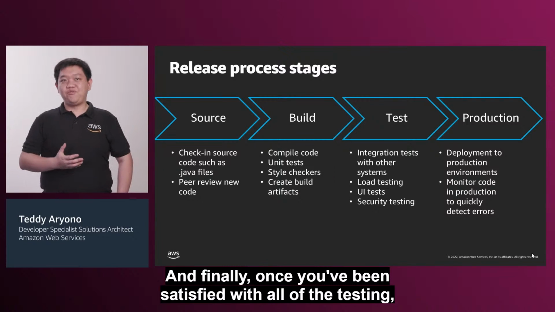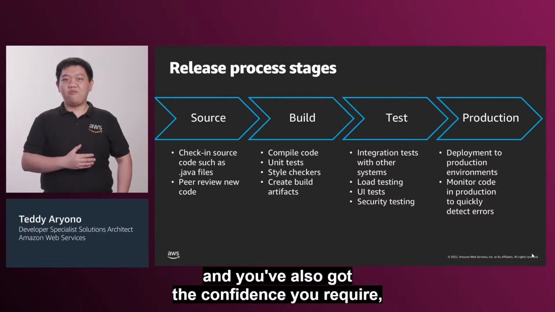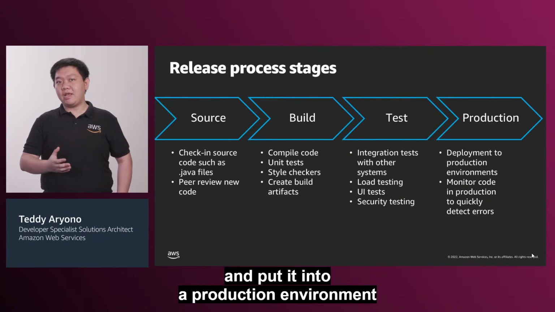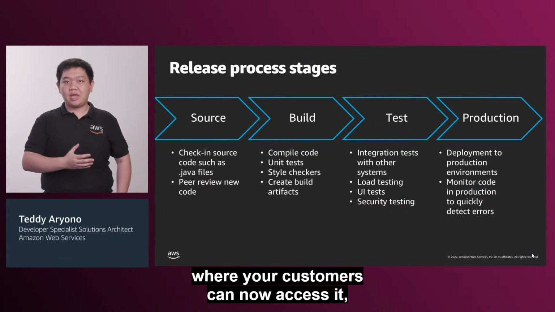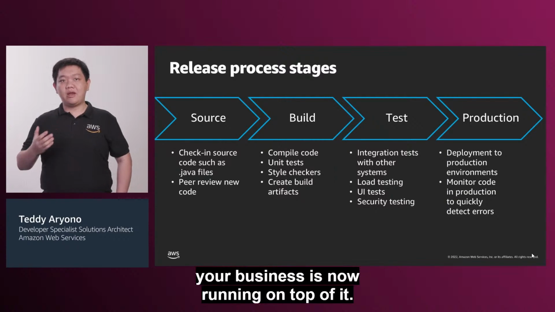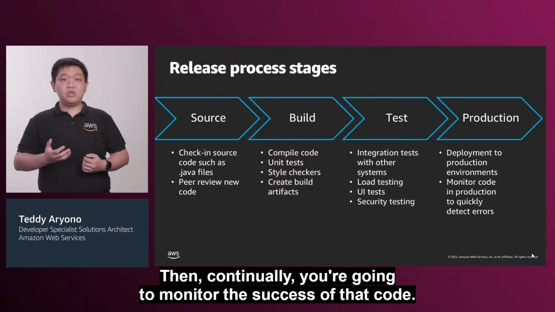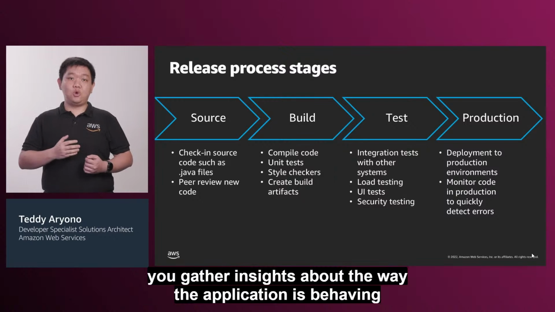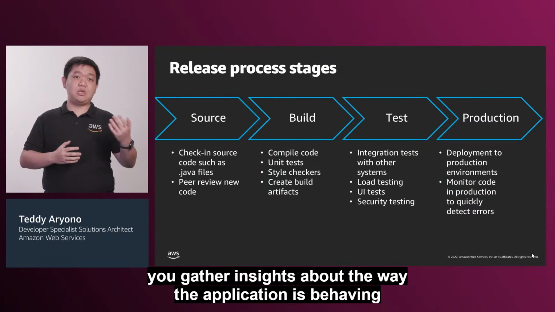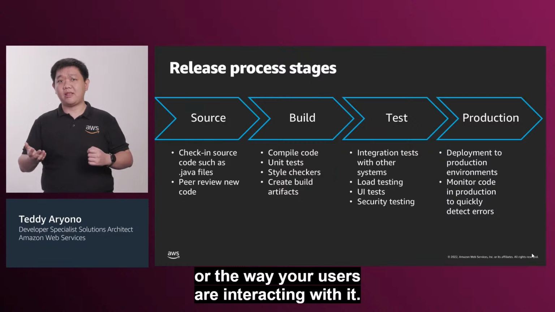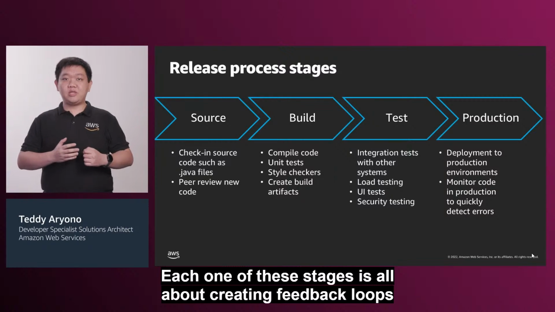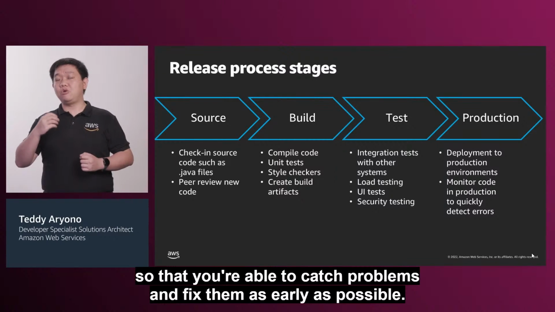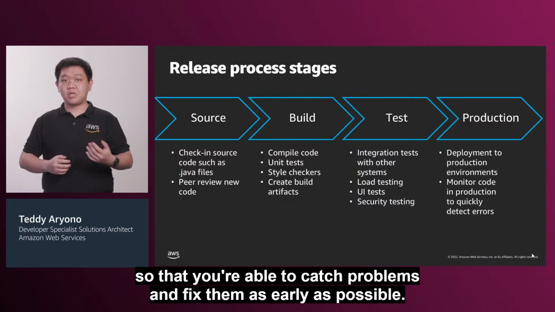And finally, once you've been satisfied with all of the testing and you've also got the confidence you require, then you're going to take that deployable unit and put it into a production environment where your customers can now access it. Your business is now running on top of it. Then, continually, you're going to monitor the success of that code. You collect data for various metrics. You gather insights about the way the application is behaving or the way your users are interacting with it. Each one of these stages is all about creating feedback loops in the development lifecycle so that you are able to catch problems and fix them as early as possible.